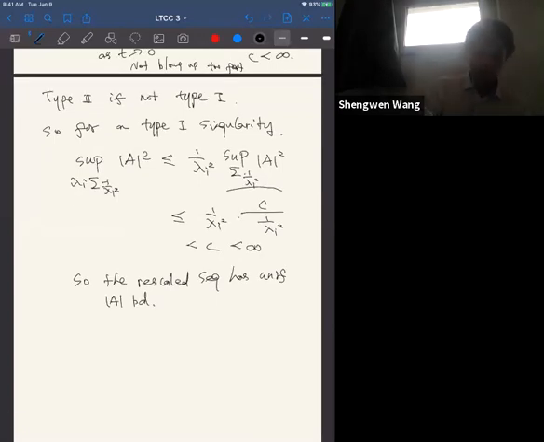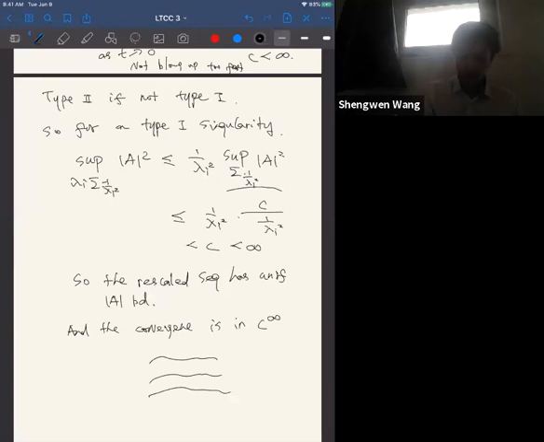And the convergence is in C infinity. What does that mean? That means that the convergence is locally graphical, C infinity multi-sheeted graphs. So it must be like this. Multi-sheeted graphs locally.